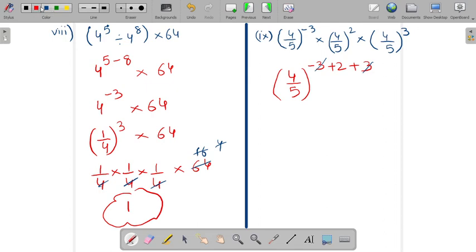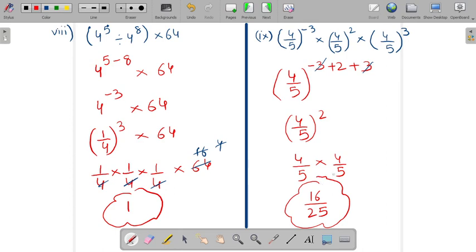So you will be getting 4 by 5 power 2. So 4 by 5 power 2 means 4 by 5, 2 times. You will write it like this. So 16 upon 25 is the final answer. Or you can do it the other way also by converting this negative power into positive. But this is the easiest way to do it.